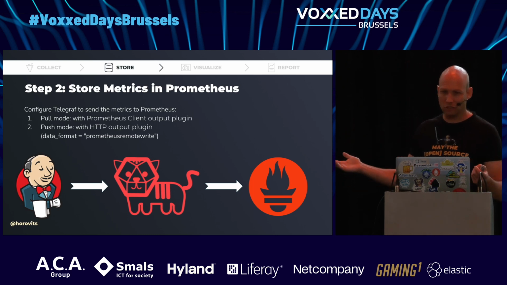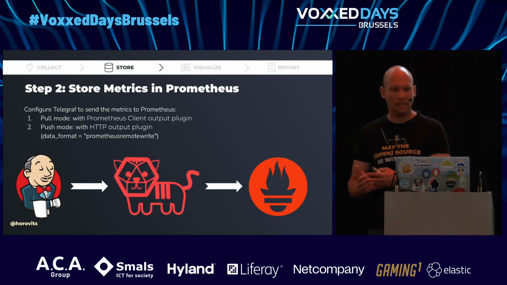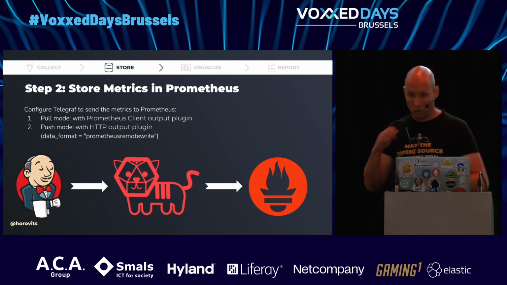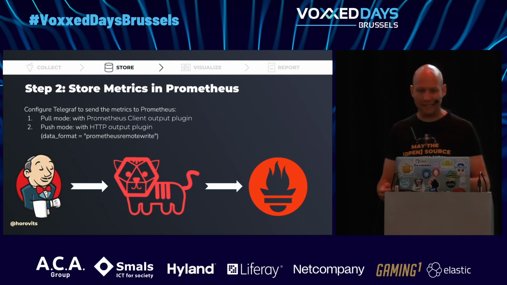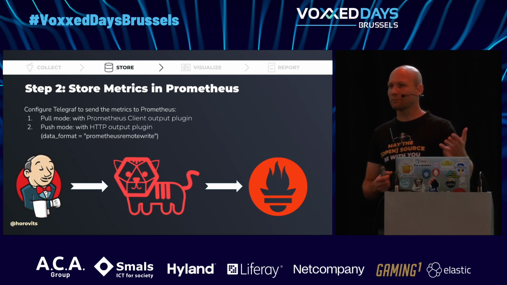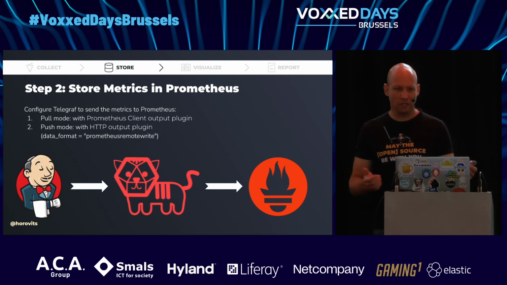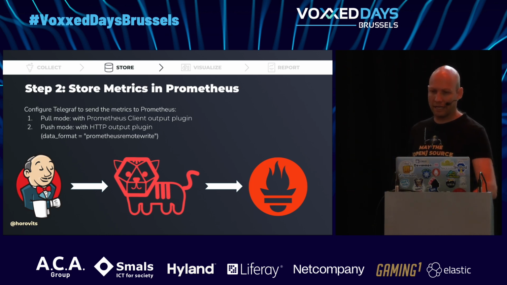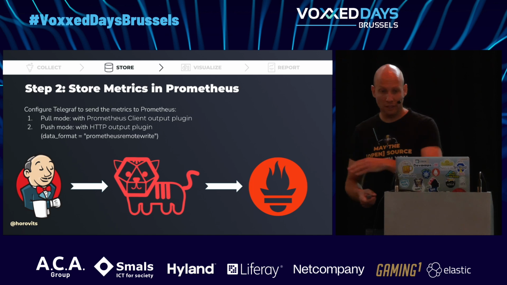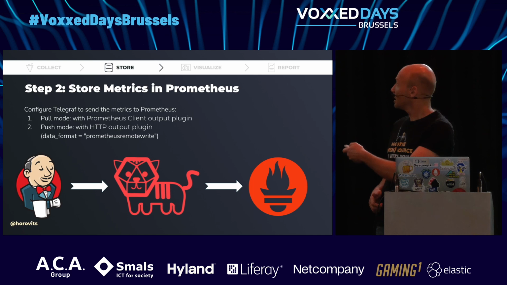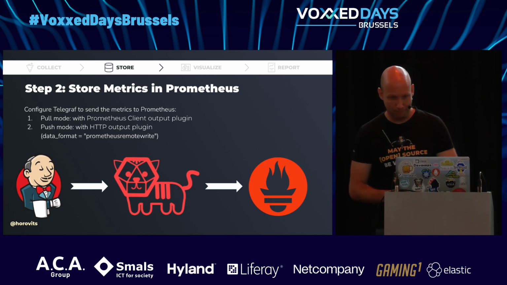You just essentially configure Telegraf to send the metrics to Prometheus, and you have two options for that. You can do it in a pull mode, or in a push mode. Pull mode is the standard Prometheus way. If you have your own Prometheus instance, it will by default scrape in a pull mode. That's called scraping in Prometheus terms. All you need to do is configure Telegraf to expose a slash metrics endpoint, and Prometheus will scrape that endpoint. For that, you just configure the Prometheus client output plugin.